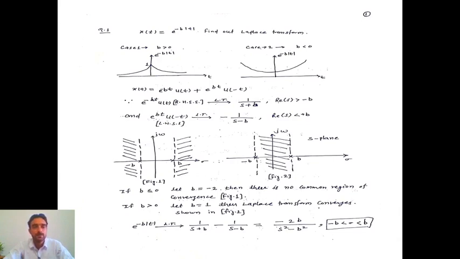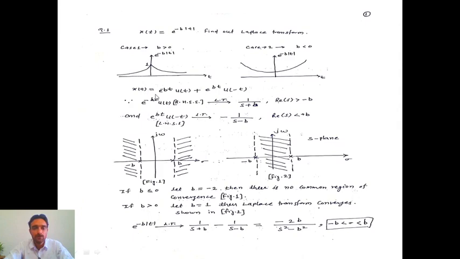In this question, there may be two cases. We can see here that b is a constant value, so b may be greater than 0 or b may be less than 0. In the first case, if b is greater than 0, then we can draw this input signal like this. This is the exponential signal in both directions, negative and positive. In the other case, when b is less than 0, we can draw this signal like this. If b equals minus 1, then it will be e to the power plus 1 mod of t, so the signal will be like this. And in the other case, b greater than 0, if we take the value of b equal to plus 2 or plus 3, then it will be e to the power minus 2 or 3 mod of t.